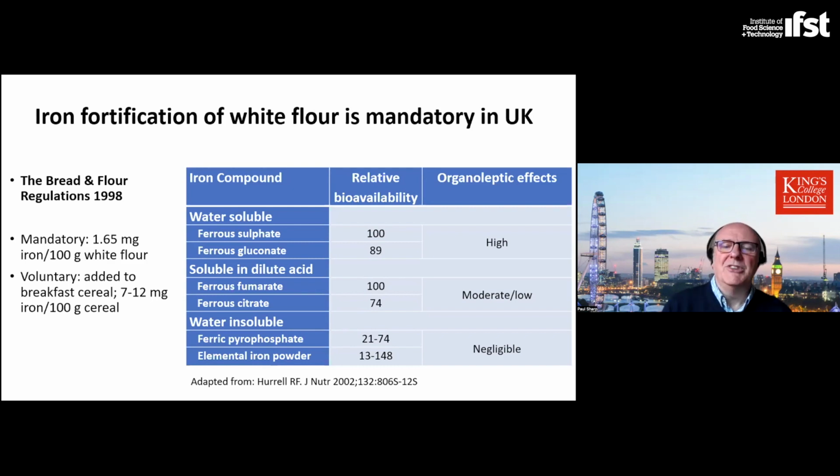It doesn't damage the shelf life of the product by causing any changes in oxidation of the flour. But obviously other compounds are available. So we could use ferrous sulfate or ferrous gluconate. These are very bioavailable compounds, but they have very high organoleptic properties. They'll cause discoloration of foods. They'll cause oxidation and reduce shelf life. And they'll also give you a metallic taste to the food product.